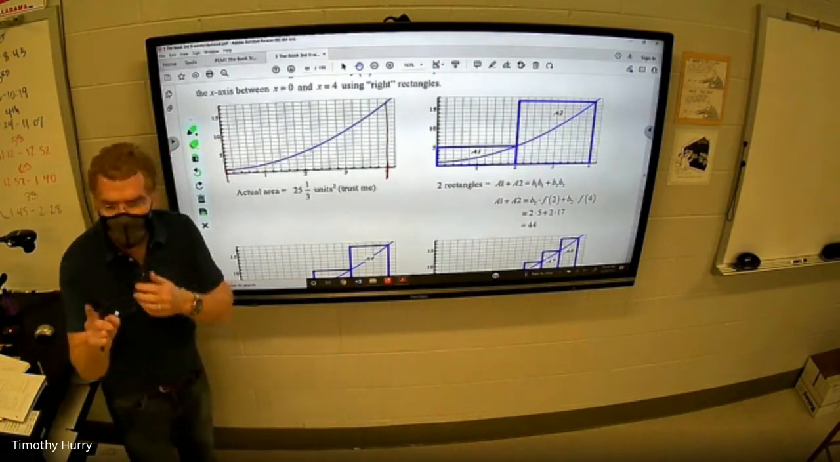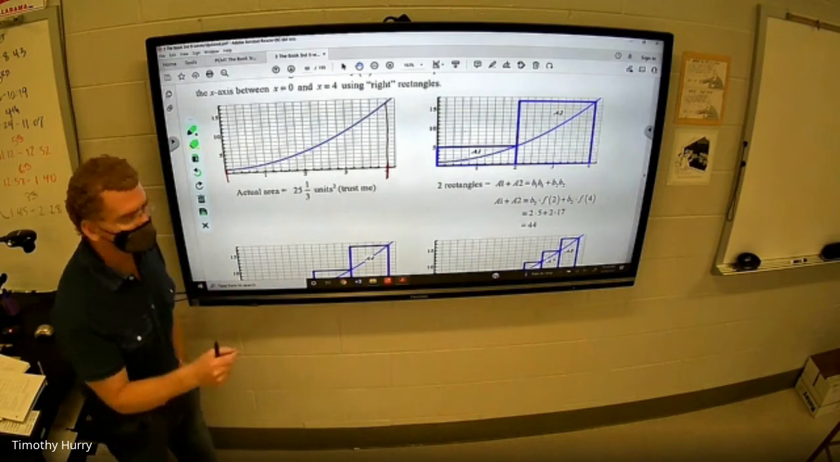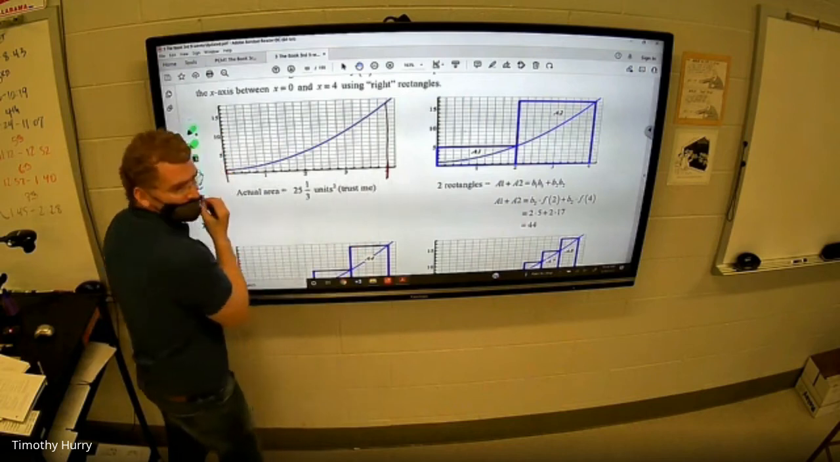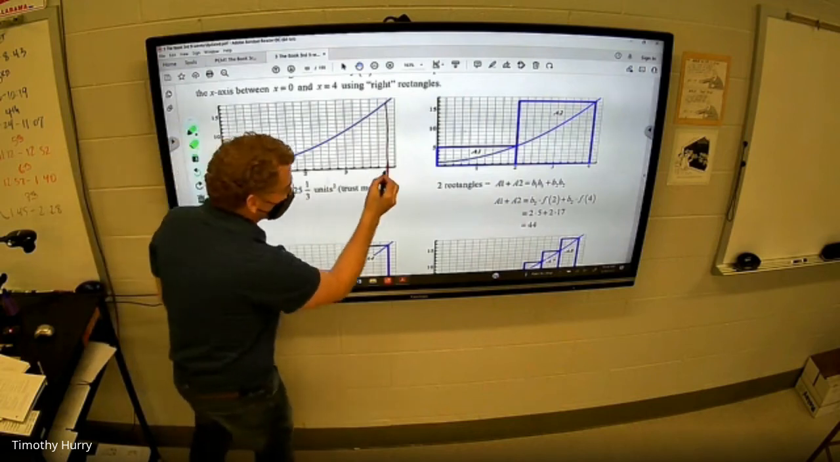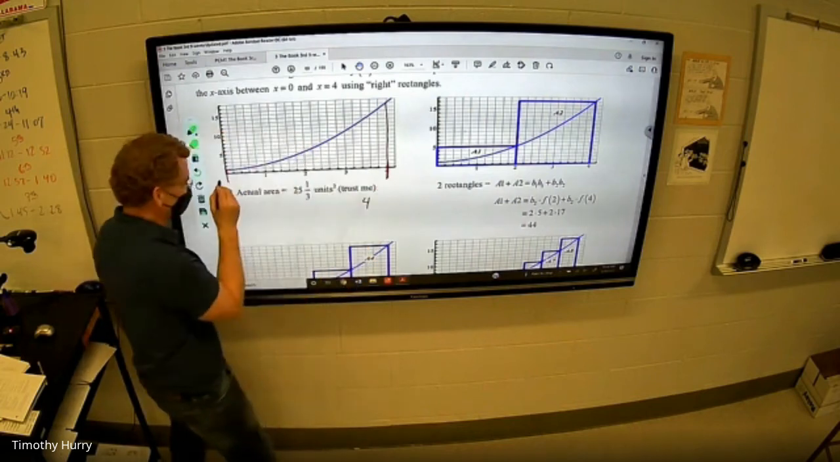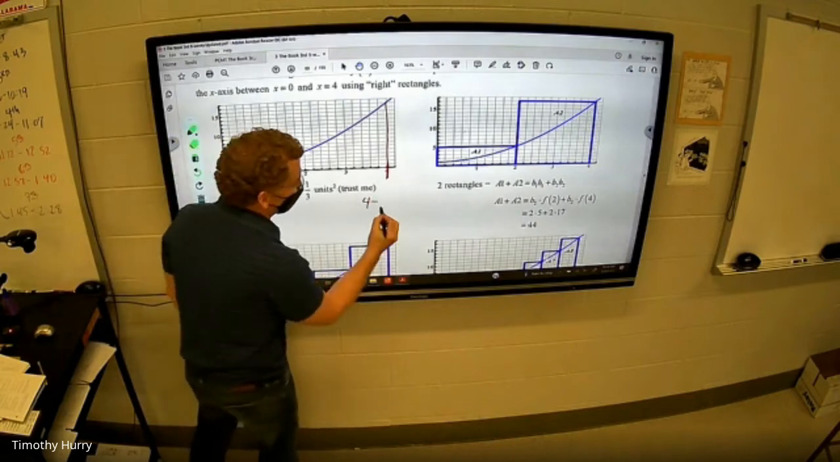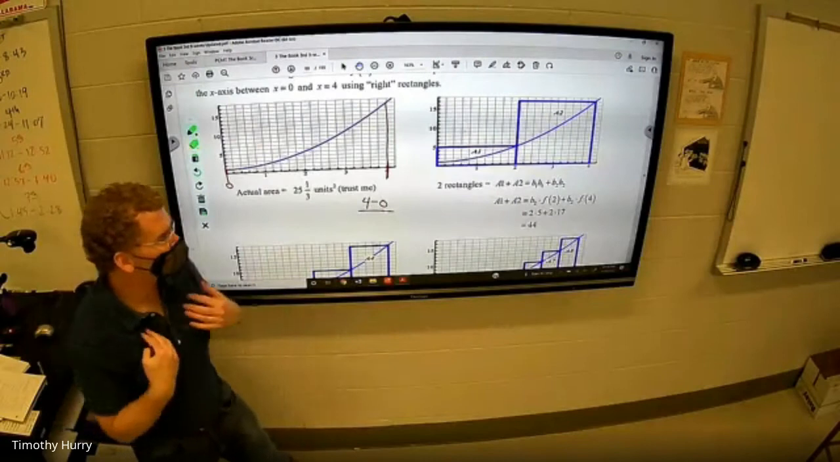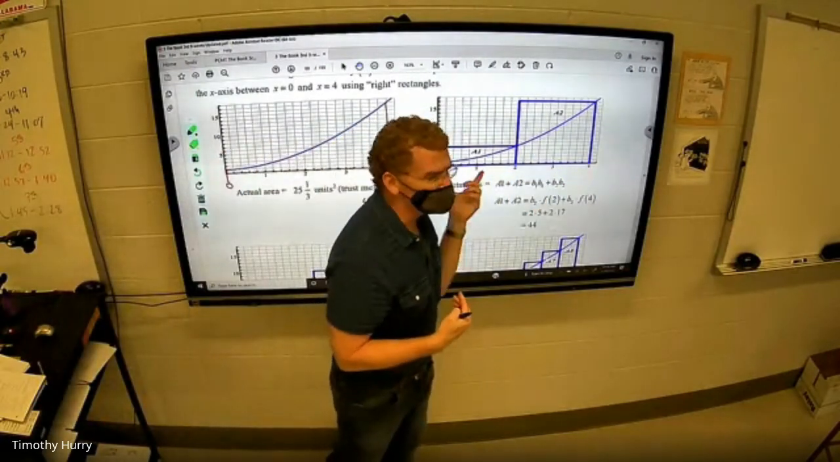But what Riemann noticed was, if I know the function, I take the whole base, which is basically the ending point, the 4, and the beginning point, the 0, subtracted, and I divide it up into a bunch of parts. The first one we're going to do is just two rectangles.